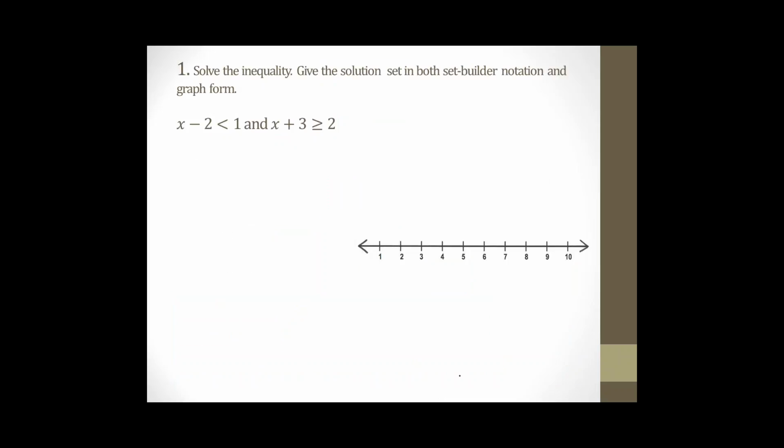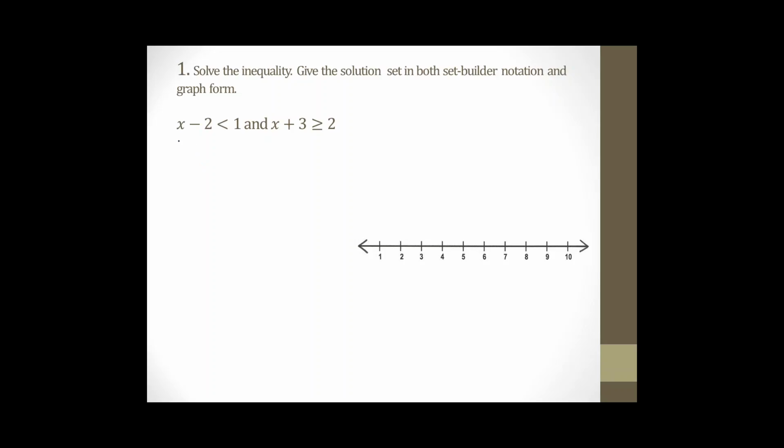So this is question number 1 on our study guide, and it says solve the inequality and give the solution set both in set builder notation and in graph form. So when you have an inequality with an AND statement, you basically solve the two inequalities separately. So you need to isolate the variable, which means we're going to solve for x on both sides.